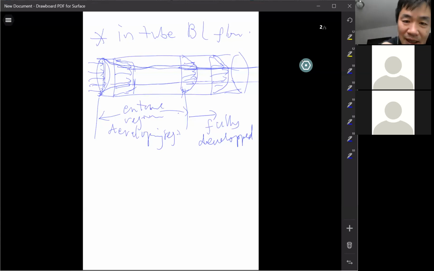In some problems, the two boundary layers will meet. If the pipe is not very big in diameter, then the two layers will meet in the middle. It's possible. Again, what is the definition of the boundary layer border? Do you still remember?